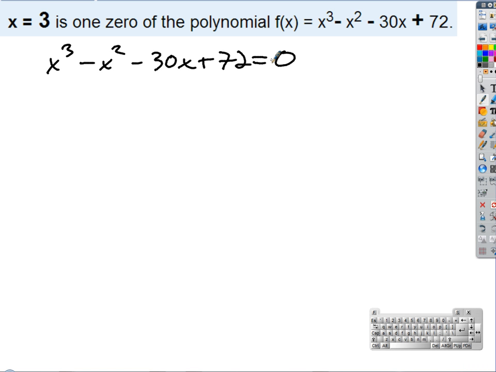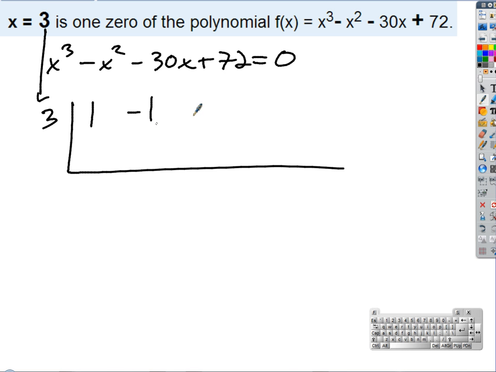Normally I'd have to factor that and set the factors equal to 0, but they're giving me one of the answers. One of the answers is 3, right? So we can put that in for x and divide it through synthetically, and we can trim this down real easily. We're going to put this number 3, run that through, and divide that factor out of x cubed minus x squared minus 30x plus 72.